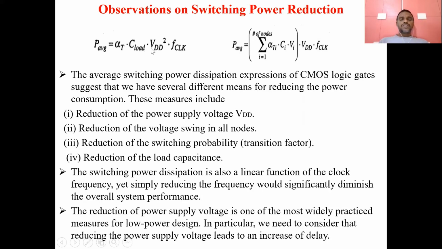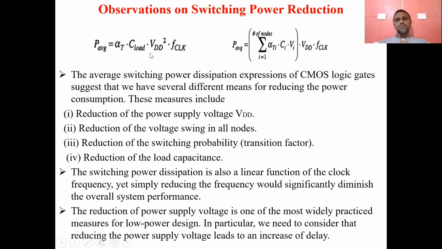Next is the load capacitance, the power supply and the clock frequency. All the parameters in this equation increase the average dynamic power consumption, because all are directly proportional. Okay, so now we'll go with what the methods are to reduce this.